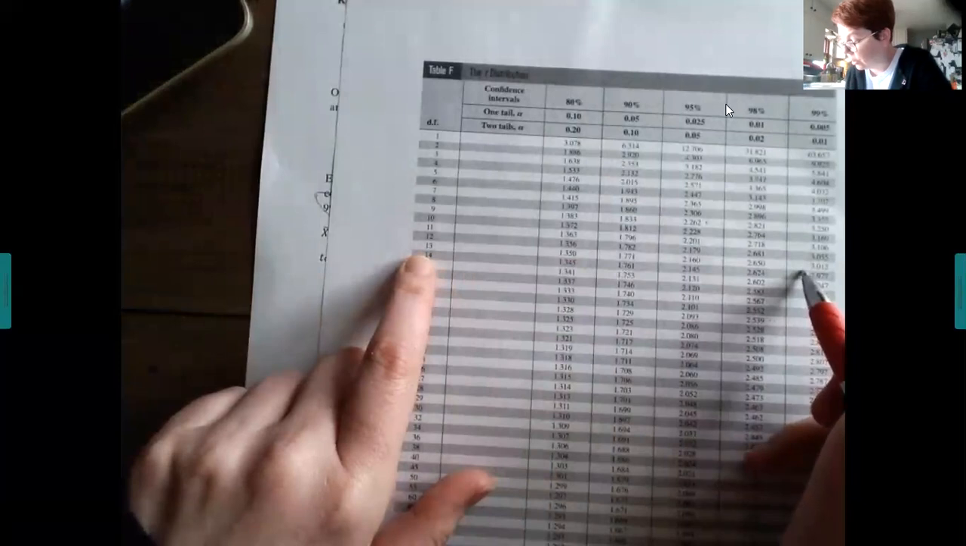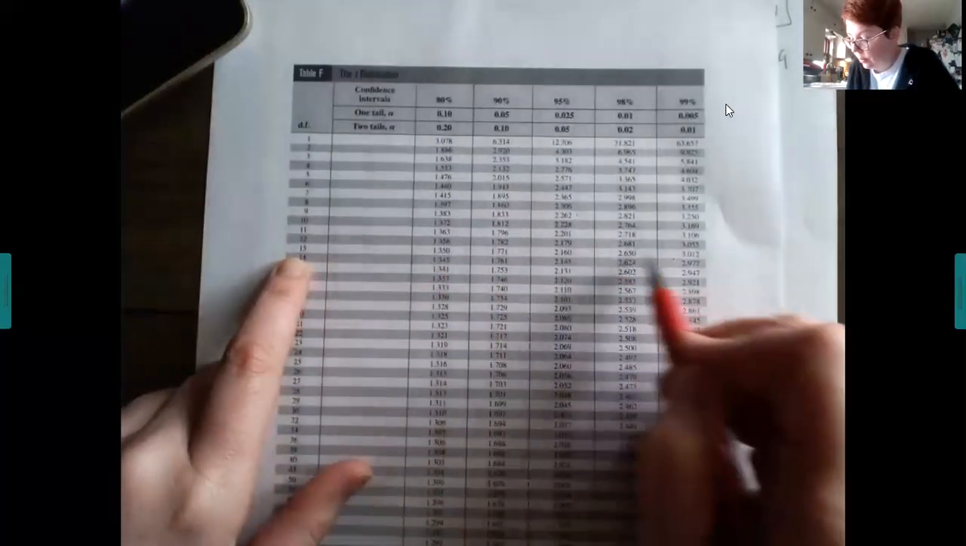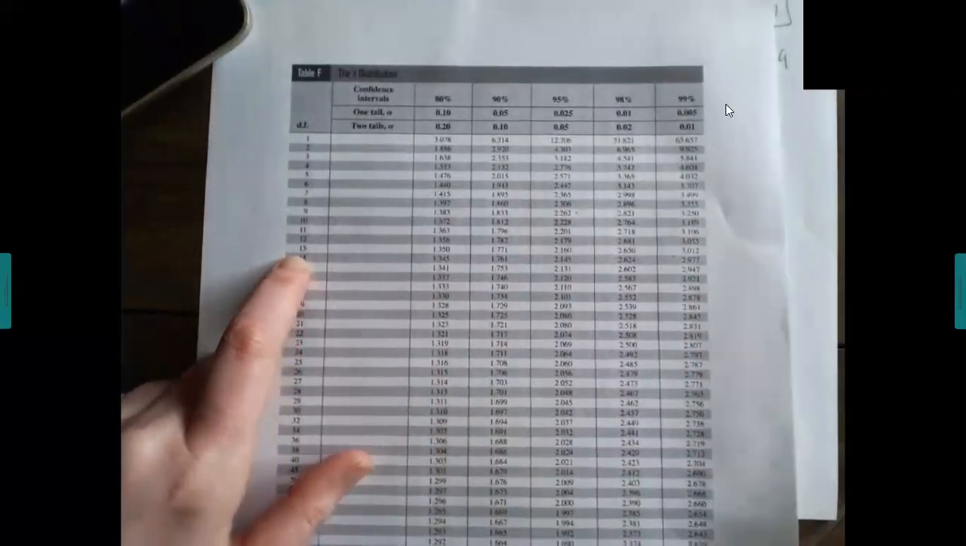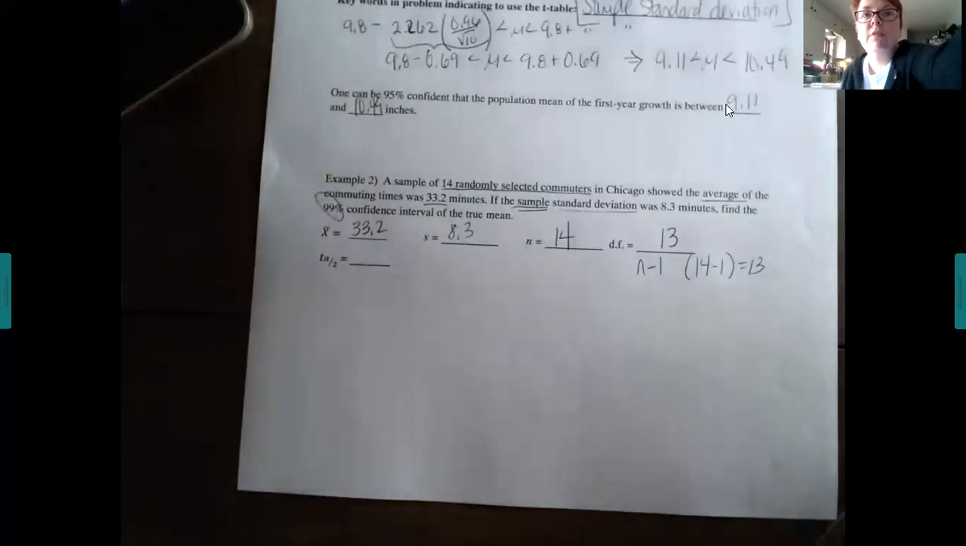So we're going to look up in the table at 13 in this column. And it says we want to be 99% confident. So we're going to go all the way over to here, 3.012. And my cat is rubbing himself all over the laptop again.